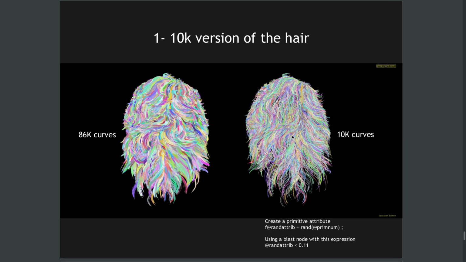And so for the 10K version, I'm going to take the 86,000 curves, the high res, and I'm going to generate a random number per primitive that goes from 0 to 1, and then I can use an if statement. If the value of that randomization is lower than 0.11, keep the primitive and delete everything else. And this way I will be able to get, let's say, 10% or 20% or any percentage I need from the curves. So this is our 10K version.